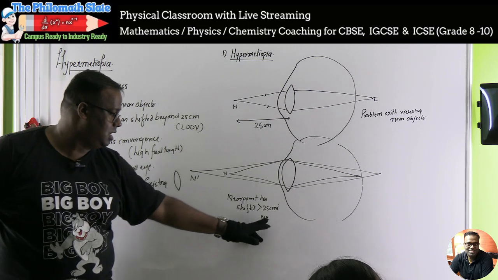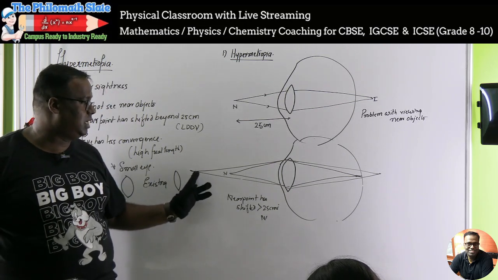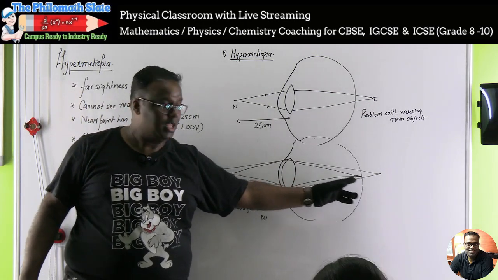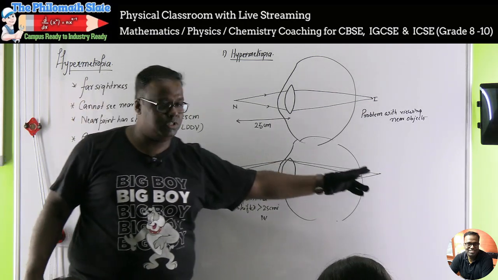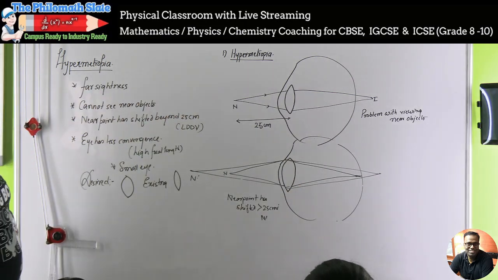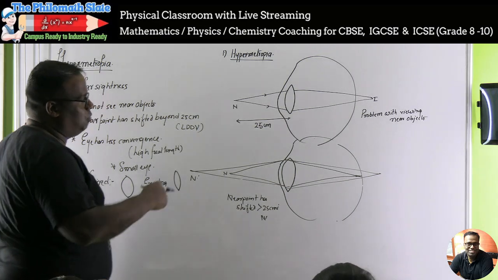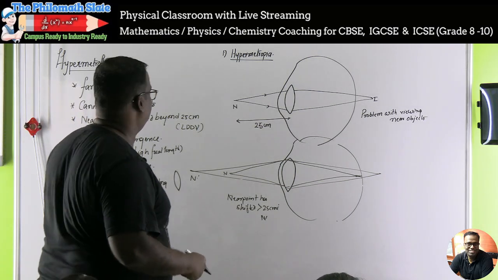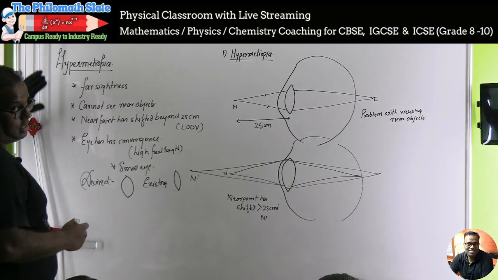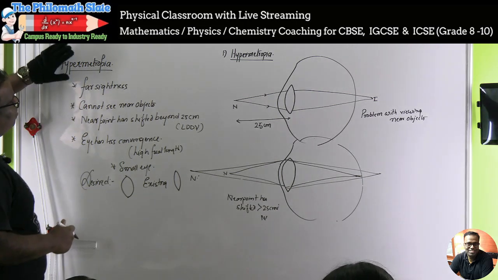And n dash is greater than 25 centimeters. So if it is greater than 25 centimeters, the image is forming on the retina. And if it is at 25 centimeters, the image is forming beyond the retina. Now we will rub this, okay? So we'll discuss both the cases, how this is corrected. If this diagram is over, can I rub the left side then slowly? Okay.